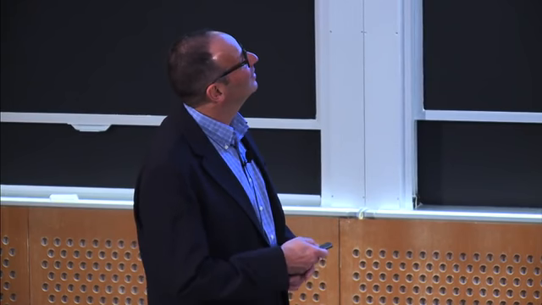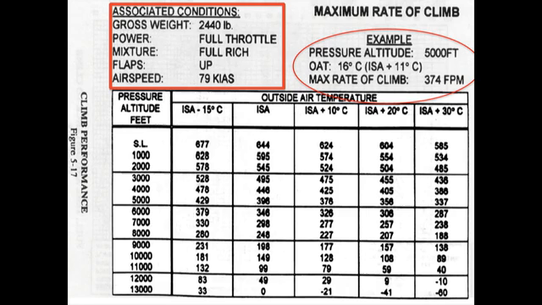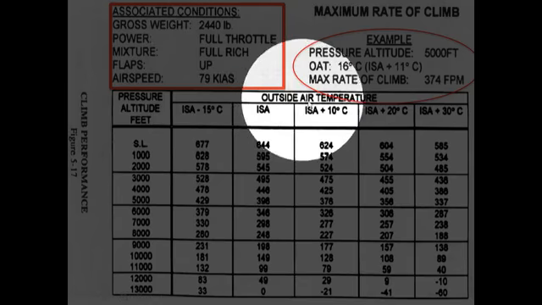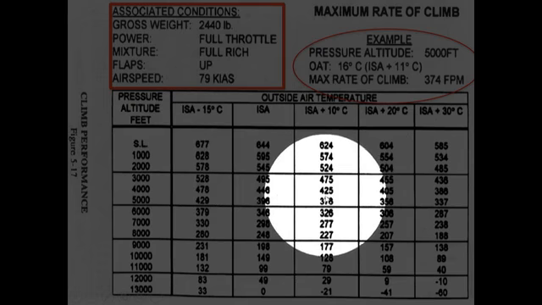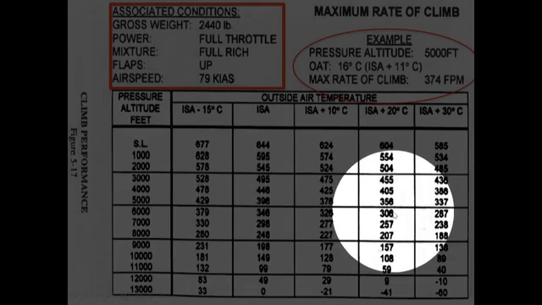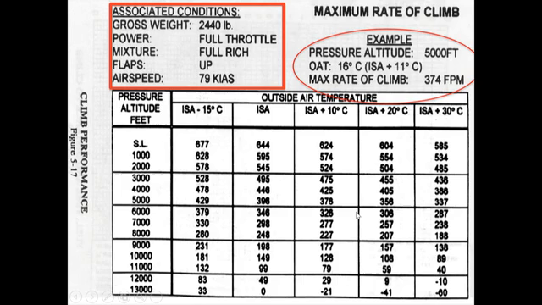All right. Here they give us an example of 5,000 feet pressure altitude. OAT of 16 degrees, so ISA plus 11, max rate of climb 374. So I guess, yeah, 5,000 feet. Here's ISA plus 11, it says 376. With some kind of elaborate interpolation, I guess you find that last couple of feet per minute that you subtract.